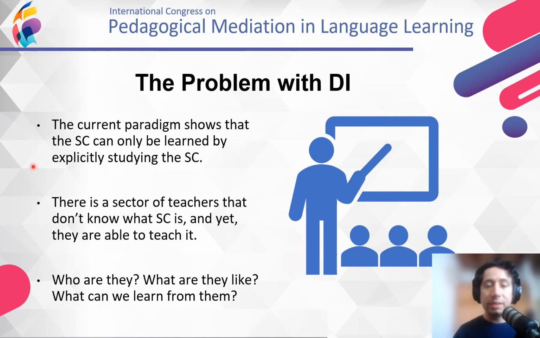Well, it tells us that the sociopragmatic competence can be learned explicitly by studying the sociopragmatic competence. There is a sector of teachers that don't know the sociopragmatic competence, and yet they are able to teach it. So how is this happening? Who are they? Who are these teachers? What are they like? What can we learn from them? This is what this research is going to be about.